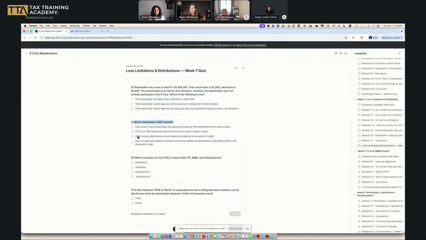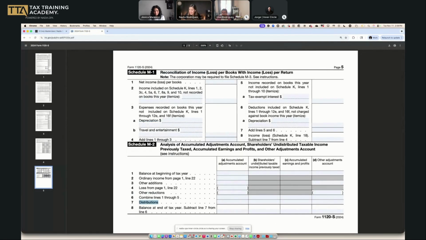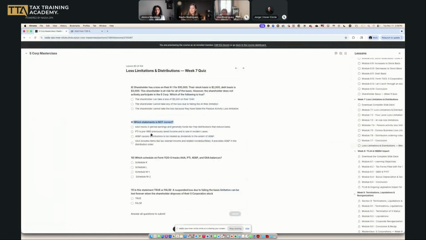The PTI, which is the previously taxed income, which is column B right here, income previously taxed, is pre-1983 previously taxed income and is rare in modern cases. That is true. Again, I've never come across one that is older than 1983. AEP, which is accumulated earnings and profits, that third column, causes distributions to be treated as dividends to the extent of whatever you have in there.